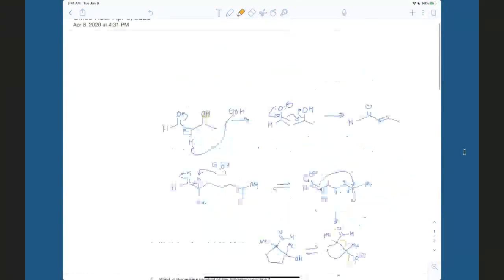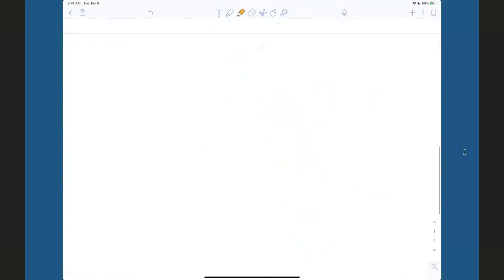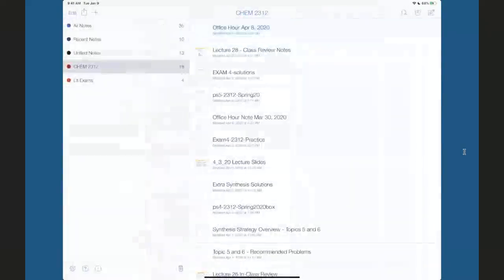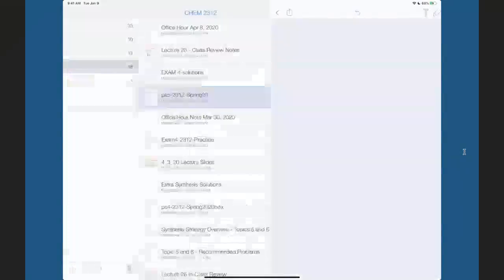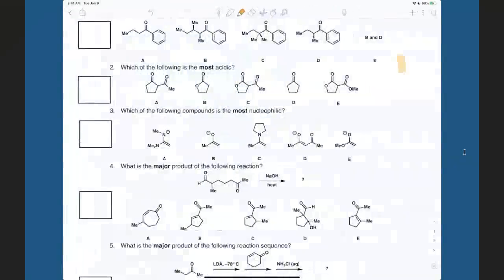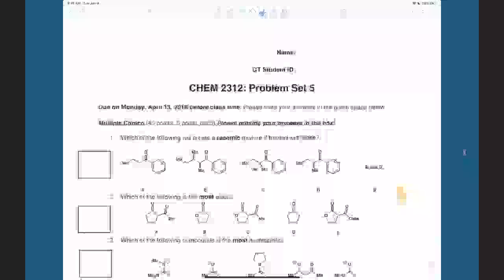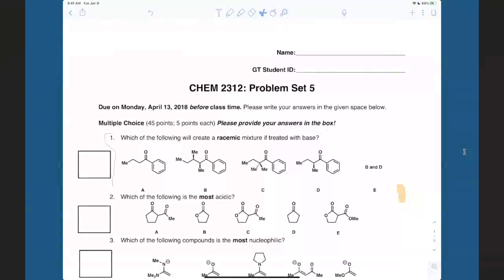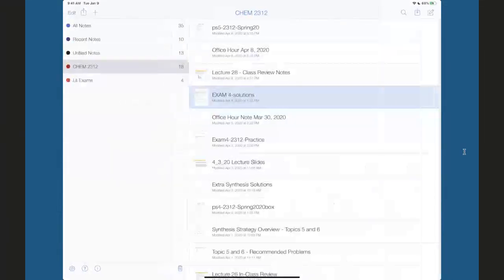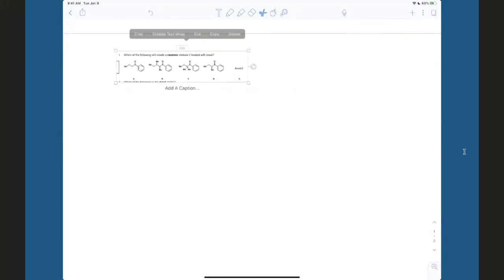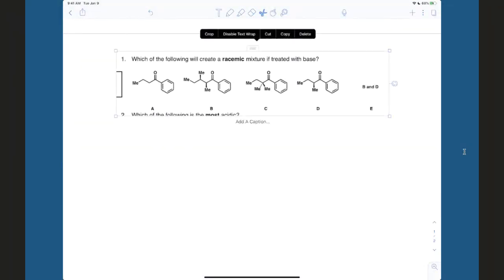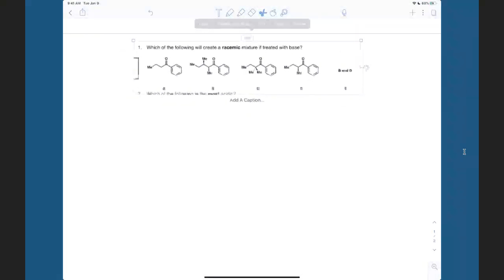We're gonna go retrieve that. I'm gonna mark this page so that it ends up going up to the top. So this one's asking which one will create a racemic mixture when treated with base. So the first step to answering this question is, what is a racemic mixture?